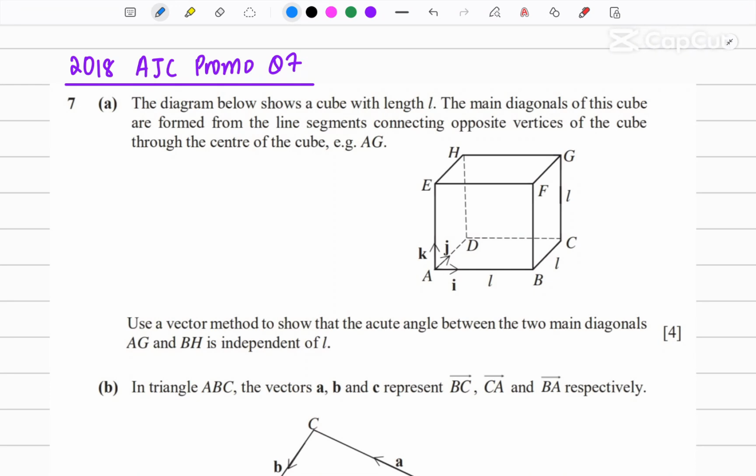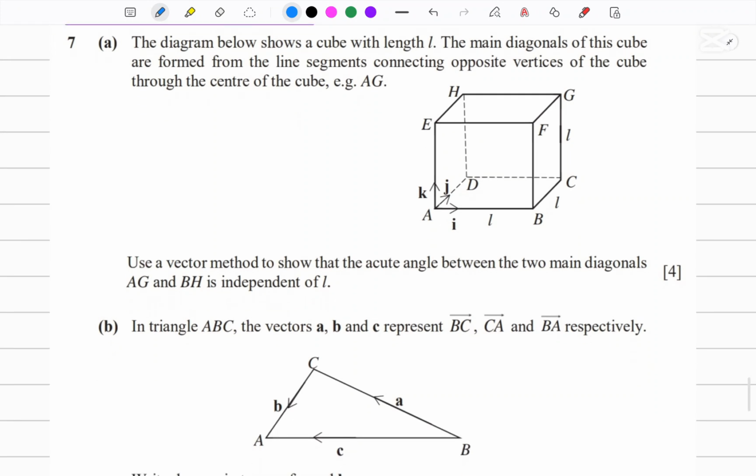Okay, hi students. So today we will be looking at this question from 2018 AJC promo question 7. The diagram below shows a cube with length L. The main diagonals are formed from line segments. Use a vector method to show that the acute angle between two main diagonals AG and BH is independent of L. So this is a hint to us that we need to find out what AG and BH can be defined as.